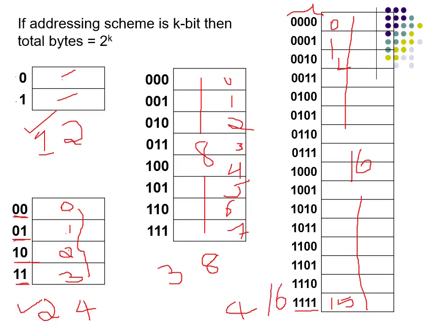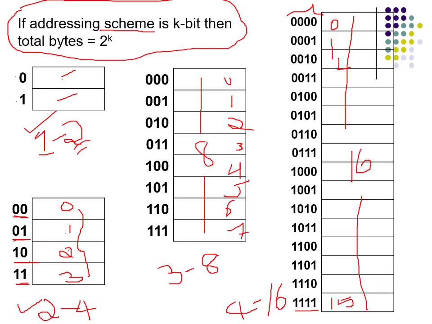So what is the relation? There is a relation. Can you see here? There is some relation between these two numbers. That's what I have written here at the top. Can you read it and understand this? Addressing scheme. What is the meaning of addressing scheme? Addressing scheme is nothing but the number of bits in the address. If I decide my addressing scheme should be only 1 bit, I can address only 2 bytes here. If I decide my addressing scheme must be 2 bits, I can address 4. If the number of bits in the address is k bits, then the total number of bytes you can uniquely address starting from 0 is 2 power k.